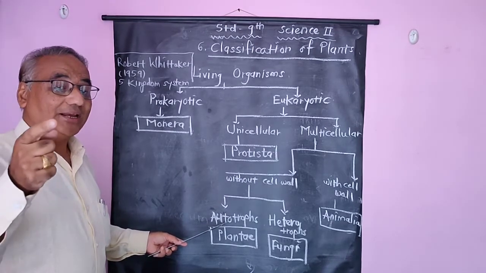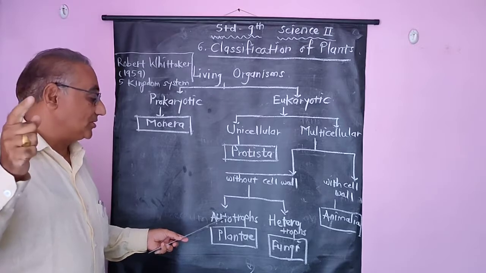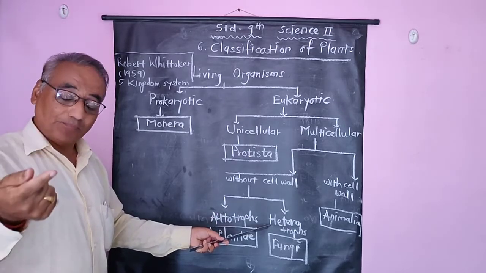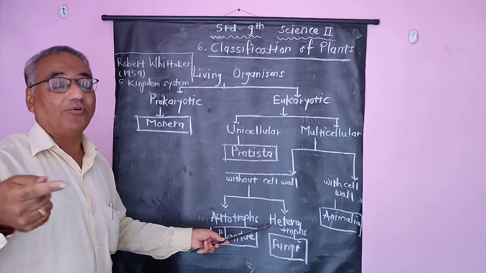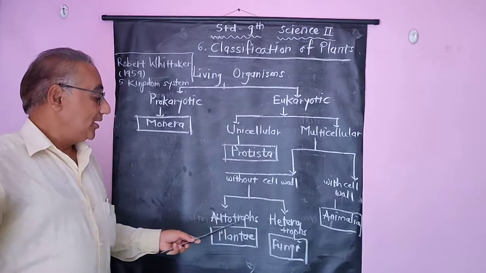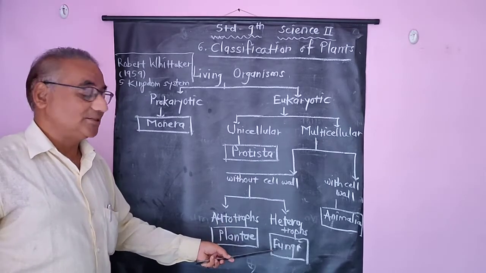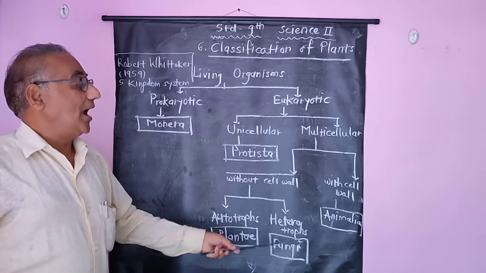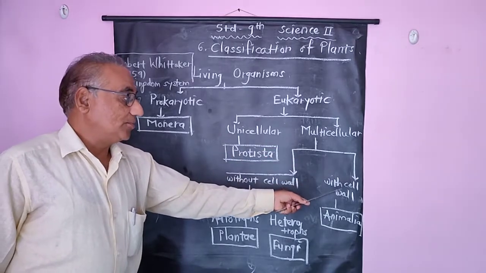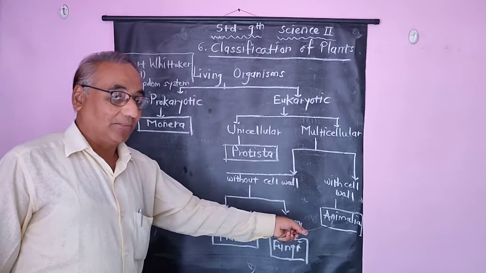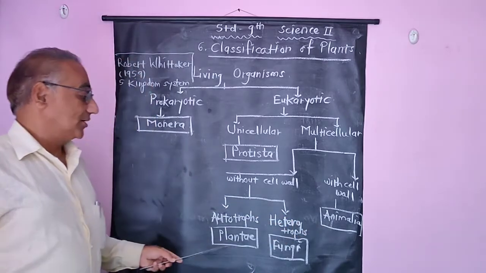Autotrophs are plants which can create their own food themselves. They are known as autotrophs. And heterotrophs depend for their food on another, right? In autotrophs there is Plantae, that is plants. In heterotrophs there is Fungi, right? And multicellular organisms with cell walls are known as Animalia, that is the animals, right?